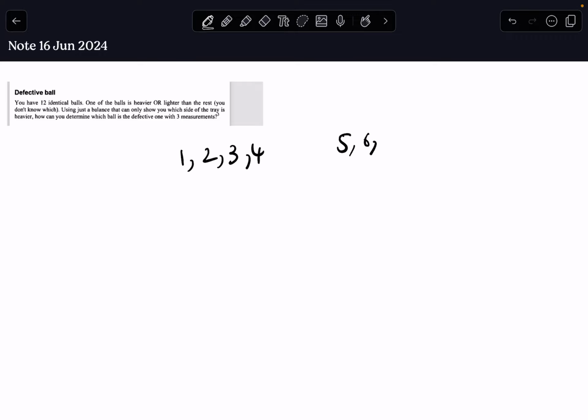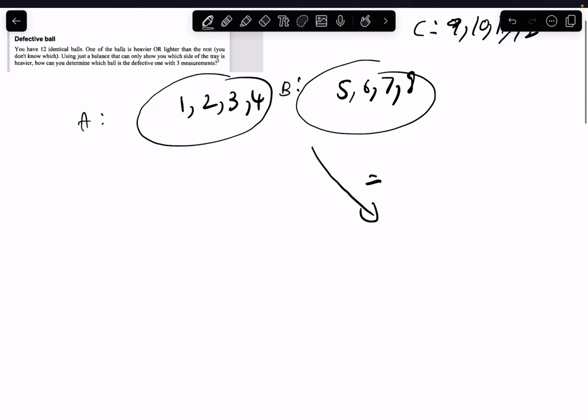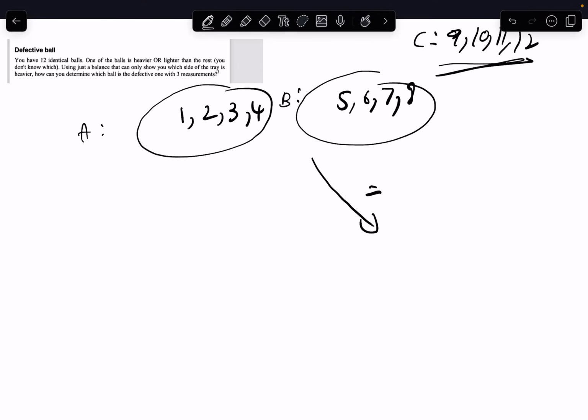5, 6, 7, 8. I think as a bonus part, let's also look at the case which is not mentioned in the textbook, which is shown with a question mark. I think that would be interesting. So these two sets, this would be A, this would be B, and C is 9, 10, 11, 12. Let's say if these two groups were equal, then you know for a fact that the defective ball will be in group C.